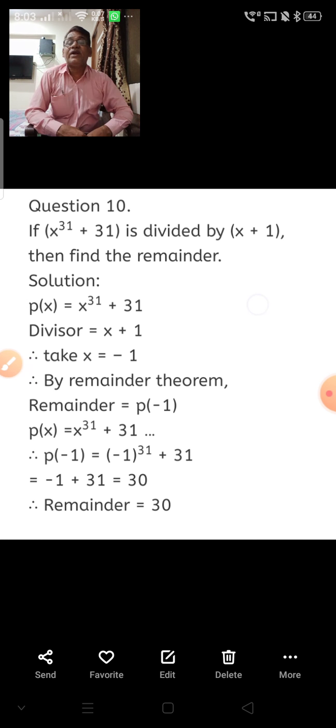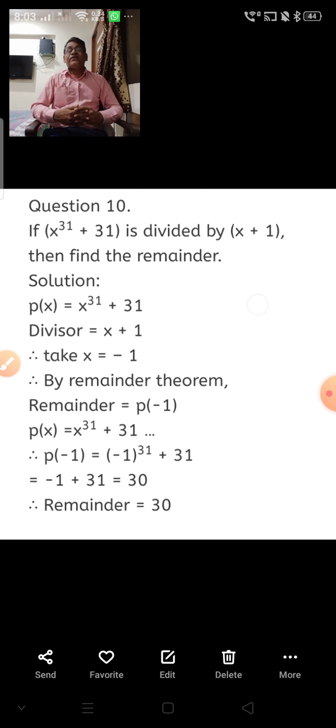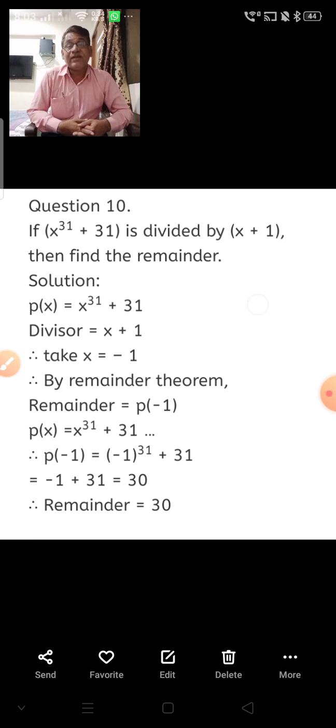The next one is question number 10. If x raised to 31 plus 31 is divided by x plus 1, then find the remainder. You have to find the remainder. So how to find the remainder? See, first here the divisor is x plus 1, which means you have to find p of minus 1, right? It means you have to take x is equal to minus 1.